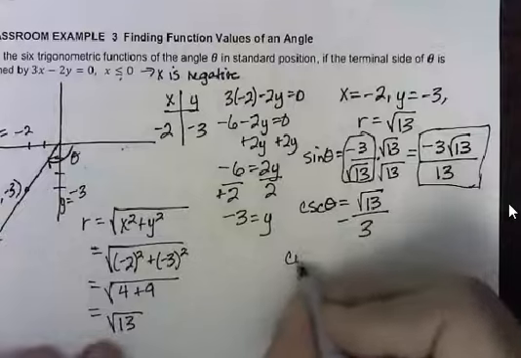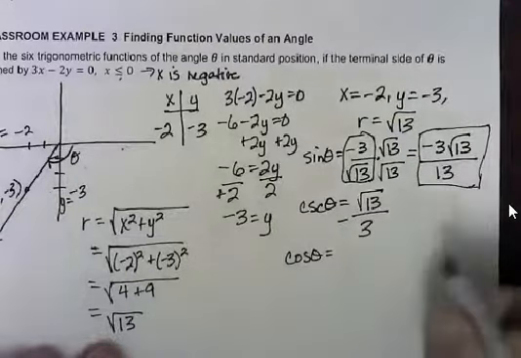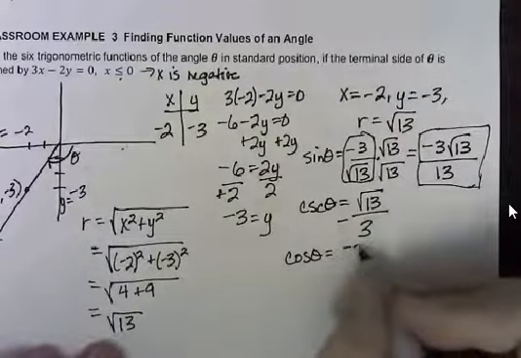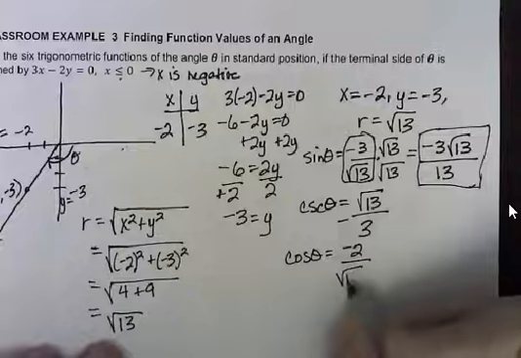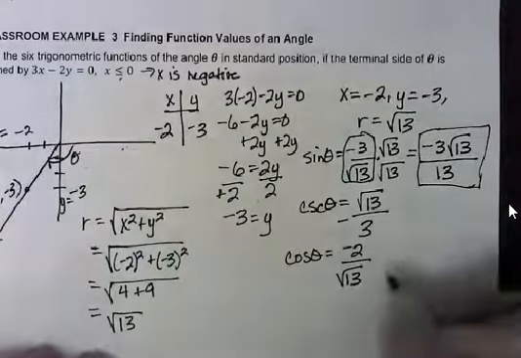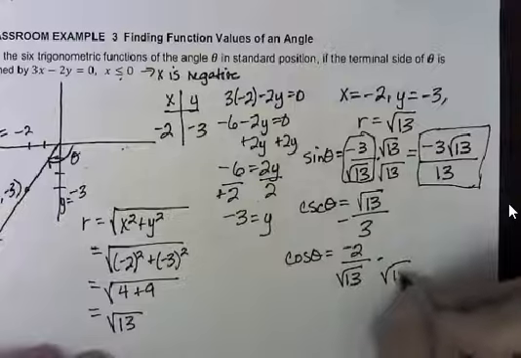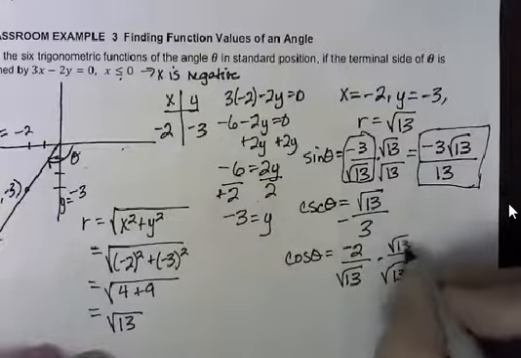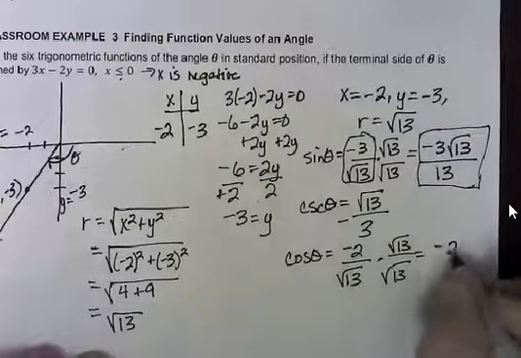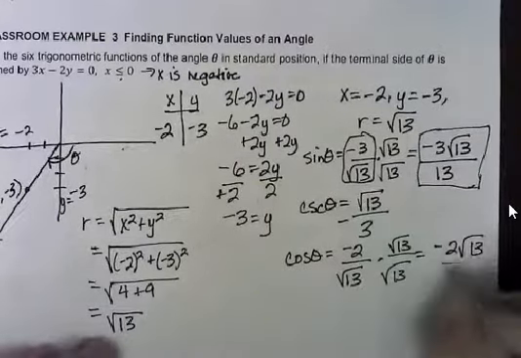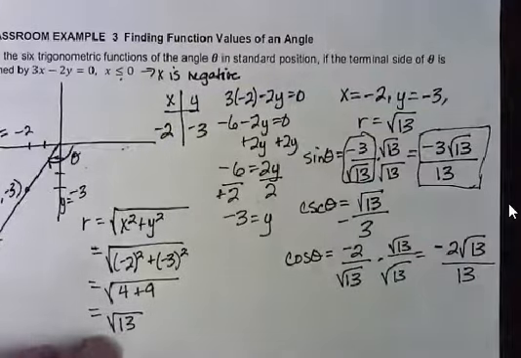Then let's go on to do cosine. Our x was -2, so cosine would be -2 over the square root of 13. Again, if we wanted to rationalize the denominator, we would take the top and the bottom times the square root of 13, which would give us -2 times the square root of 13 over 13.